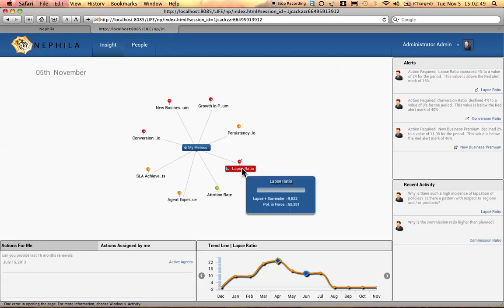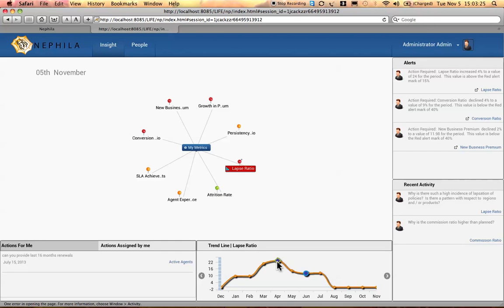As I mouse over lapse ratio, I am able to see what kind of policies are in force and how many of them have lapsed or been surrendered. The system also indicates a trend line. As you can see, whatever is under my purview has been having an increase in lapse ratio, but some kind of activity has led to a drop in lapse ratio.